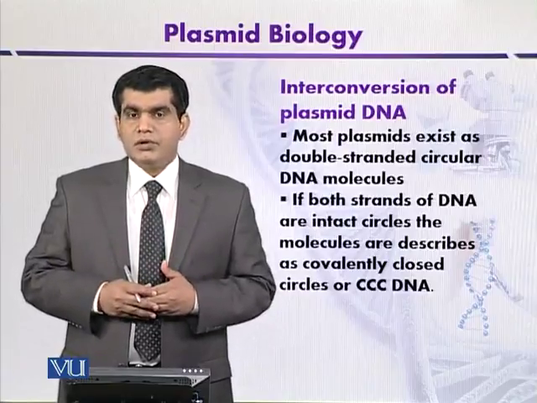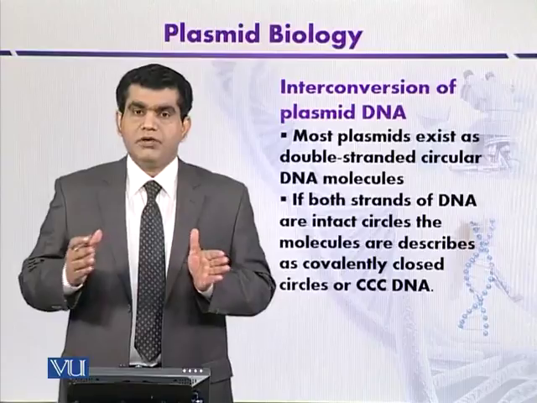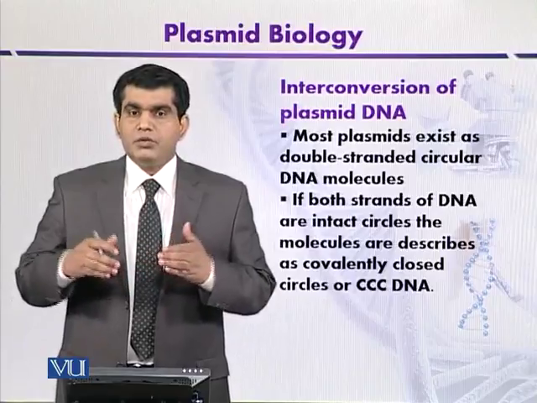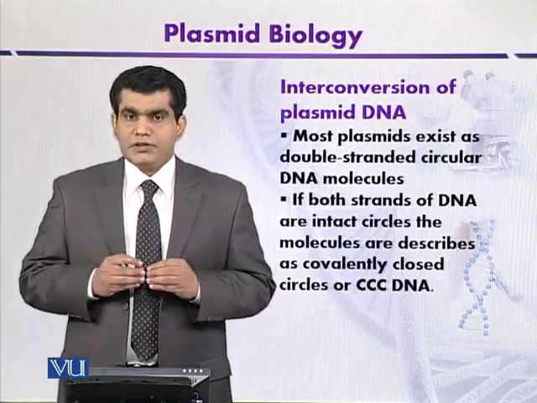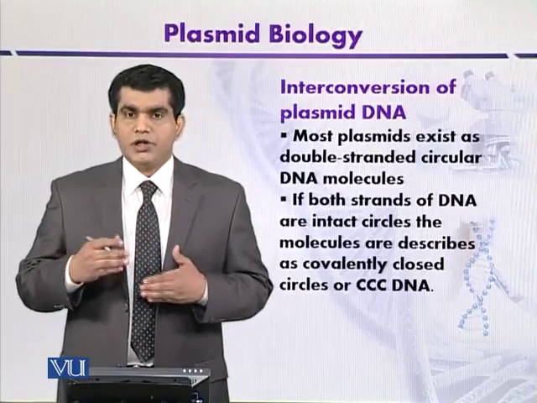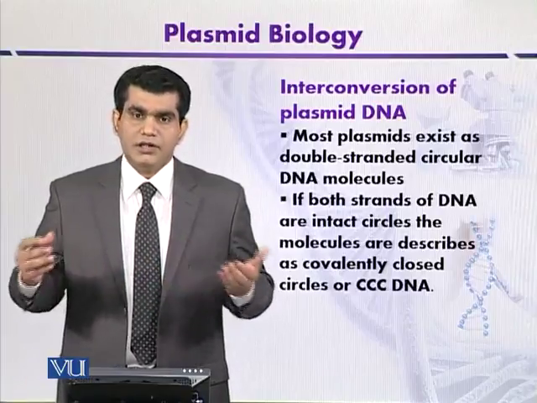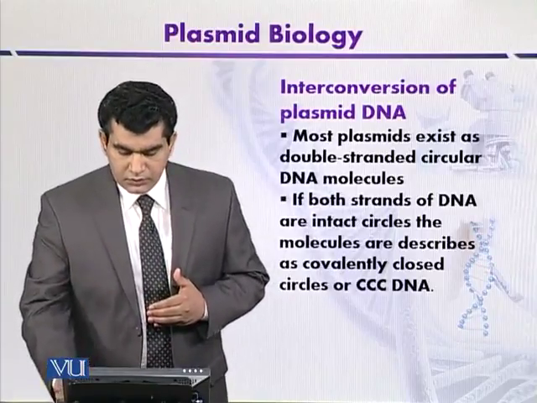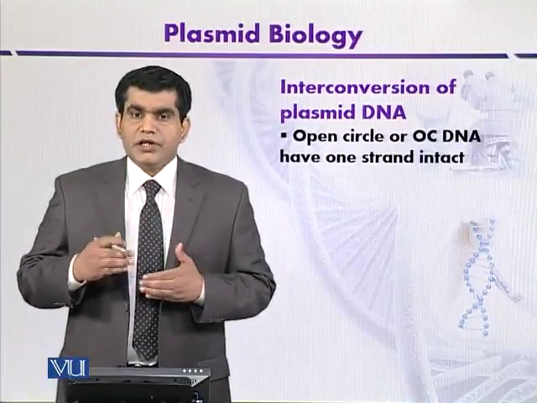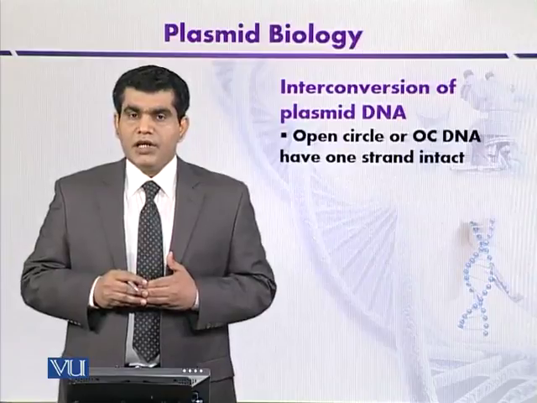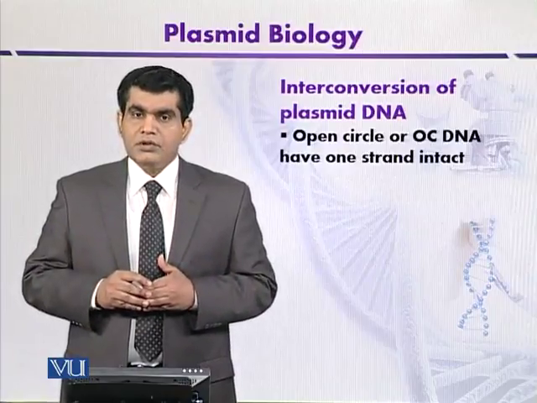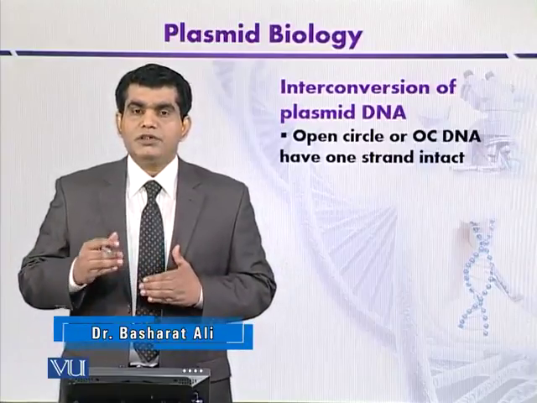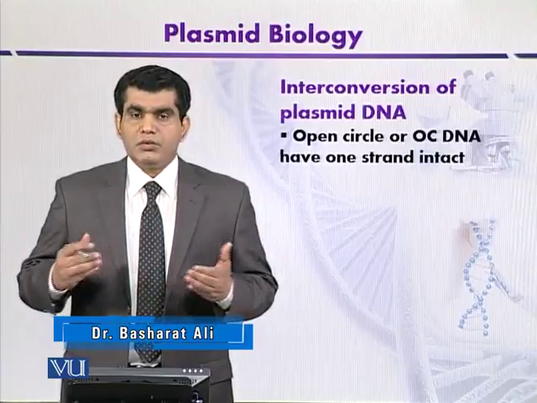So naturally, plasmid is mostly present in the form of a circular DNA molecule. If both strands of the DNA are intact, then in that case it is called covalently closed circle DNA, or cccDNA. If one strand is intact and the other has a gap, then under such circumstances the plasmid is called open circle DNA, or OCDNA.